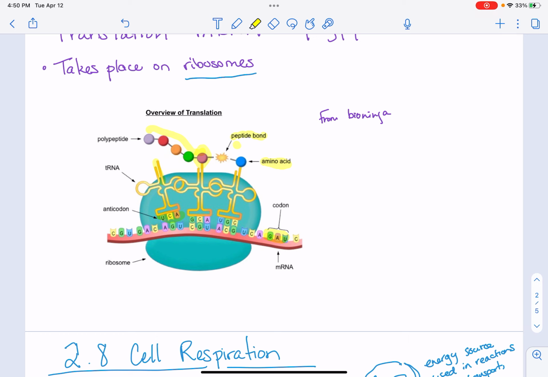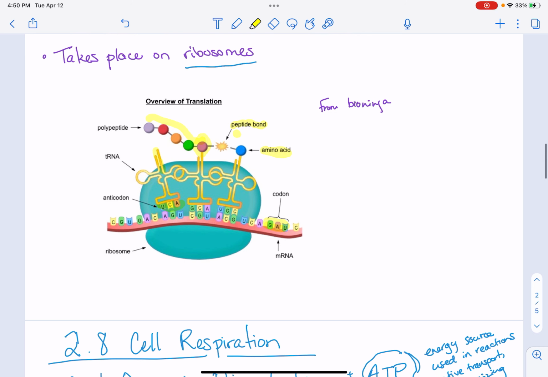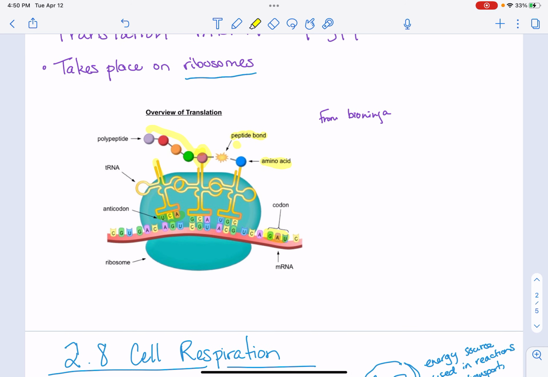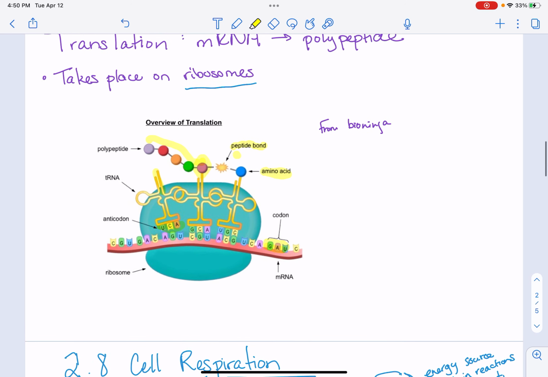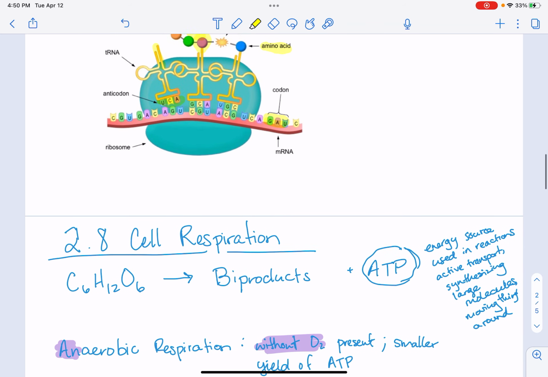And then eventually, once that is completely translated and the polypeptide is complete, it will unlink from the tRNA. And then depending on what kind of protein it is, for example, if it's a globular protein, that polypeptide will fold into the protein that it's going to become. So that's the quick and dirty with transcription and translation.